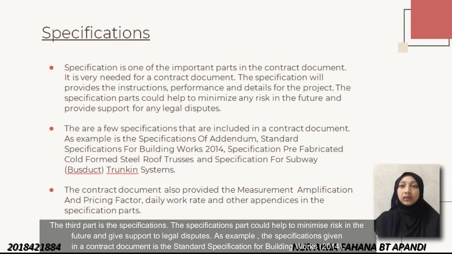The third part is the specification. The specification part could help to minimize risk in the future and give support to legal disputes. As an example, the specification given in a contract document is the Standard Specification for Building Works 2014.